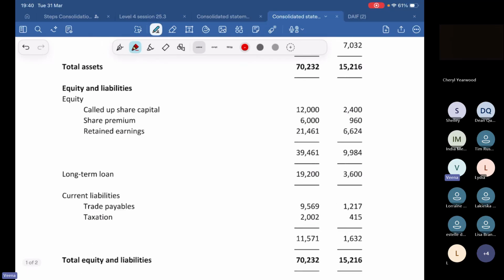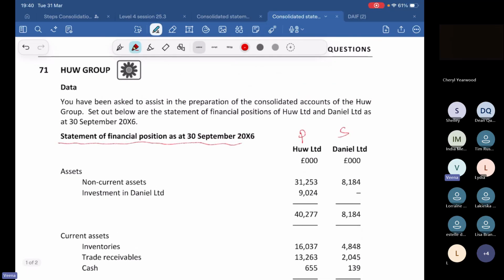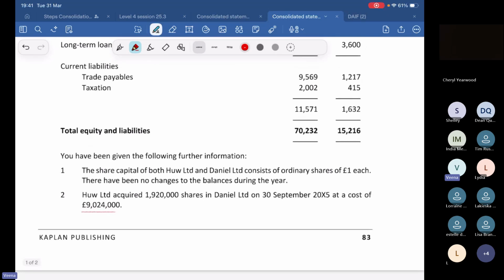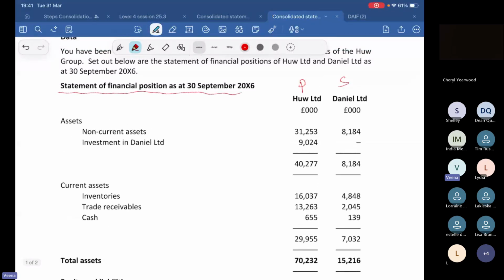So first of all, what is there within this question? My first task when I start this question is to look at the date, and who is the parent company and who is the subsidiary company, who is taking over whom. That is very important. In this question, they have very clearly told me Hugh Limited acquired Daniel Limited. So I know that Daniel Limited is the subsidiary company.